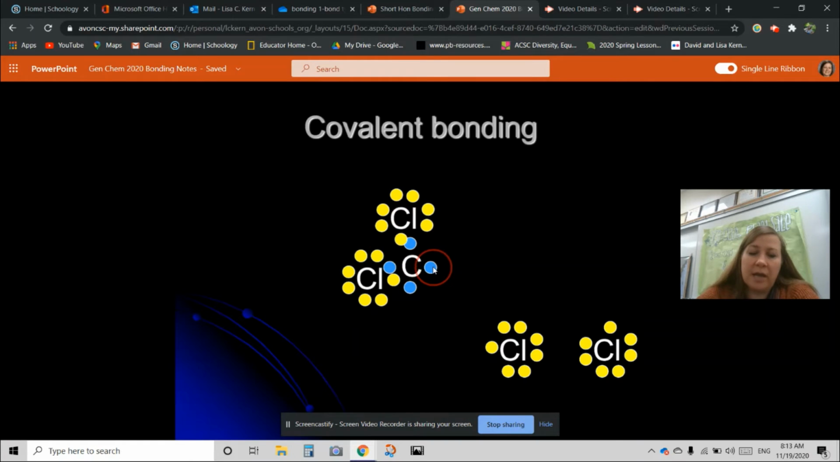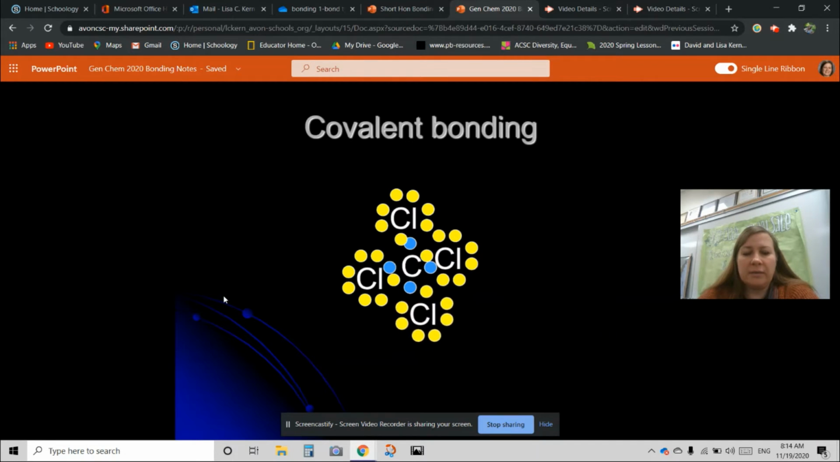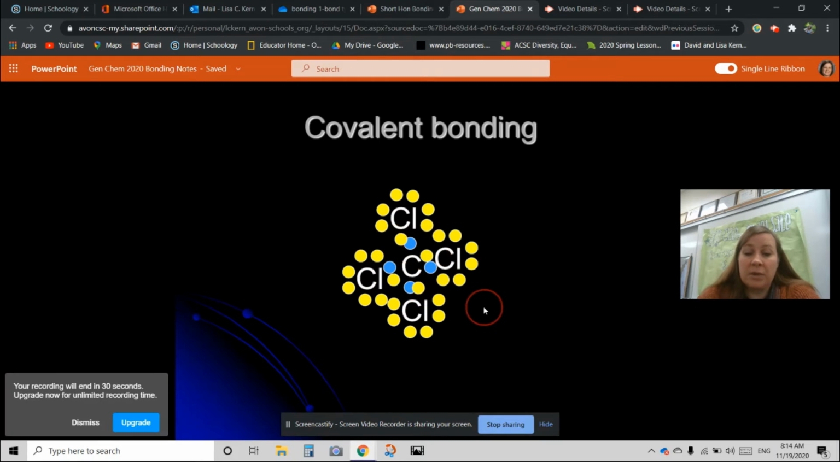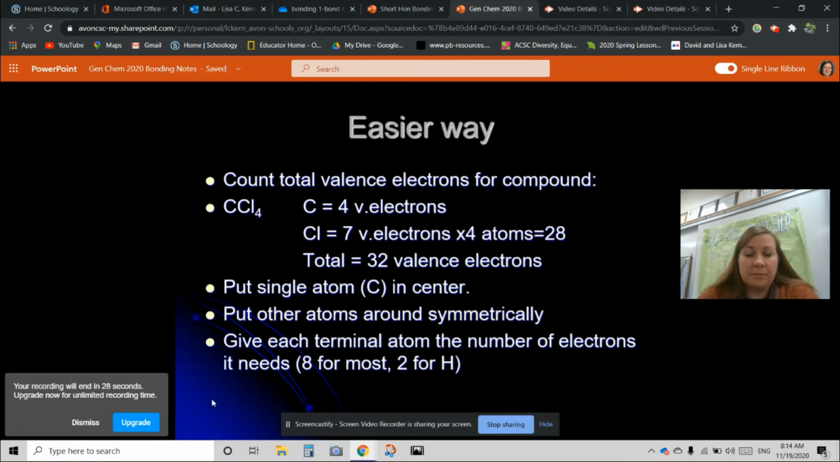And the carbon currently has 1, 2, 3, 4, 5, 6. These are shared electrons. If you share something, it belongs to both, right? Here comes another chlorine and the other chlorine. And this is kind of messy, but hopefully you can see each chlorine atom now has 8 valence electrons, and the carbon atom also has 8 valence electrons. 4 that came from it originally, plus 4 more.